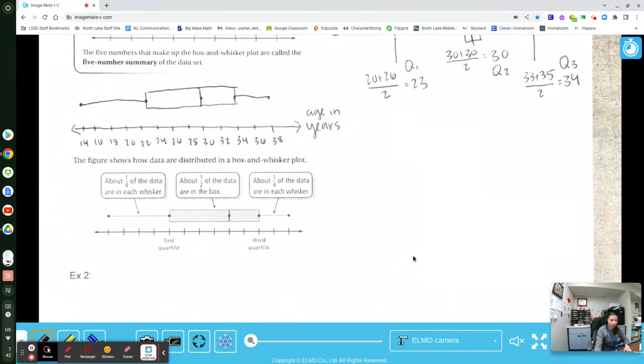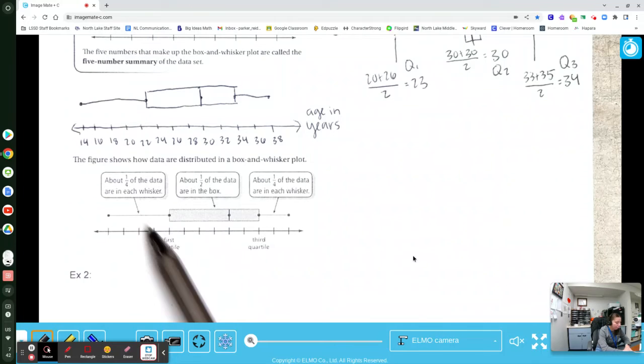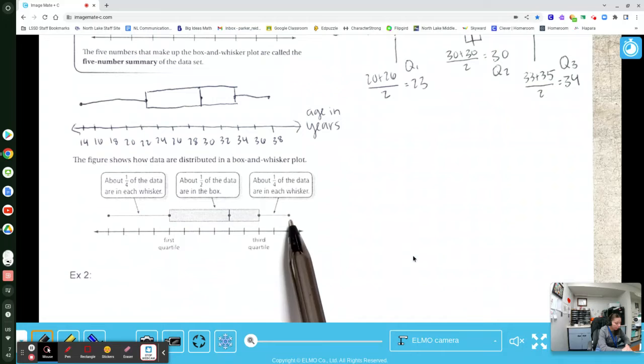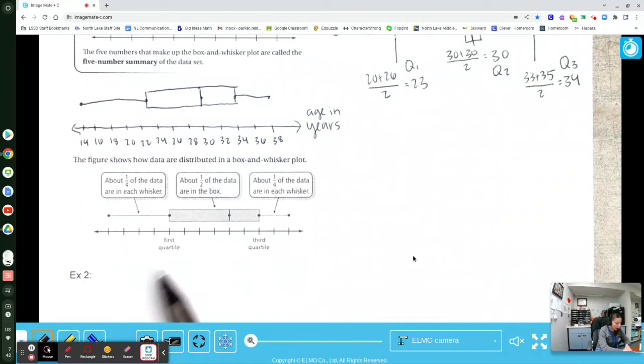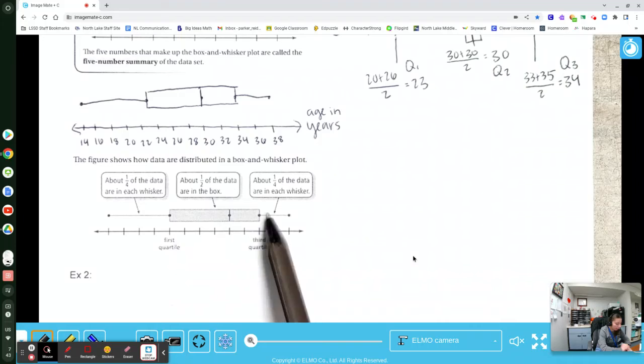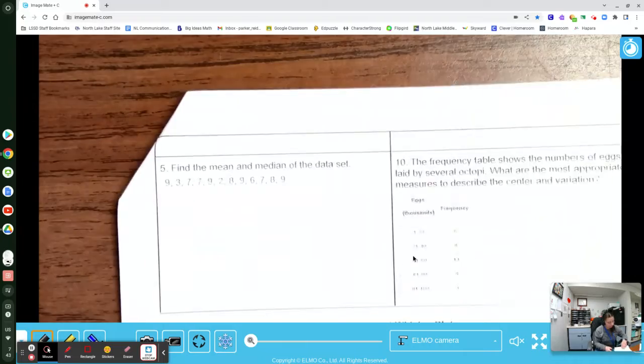All right, next it says that the figure shows how data are distributed in a box and whisker plot. About 1/4 of the data are in each whisker, so a fourth here and a fourth here. About half the data are in the box, a fourth in each side of the box. So a fourth, a fourth, a fourth, a fourth. All together, that creates the entire data set.